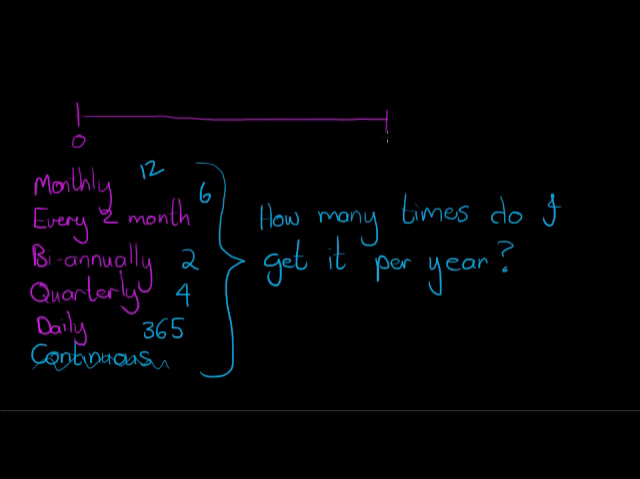As we said, in 1 year I could get it once, I could get it twice, I could get it 3 times, I could get it 4 times, I can even get it 12 times. So that would look like this, or even daily, and I'm not going to waste time making all those lines. Okay, so how does that change things?